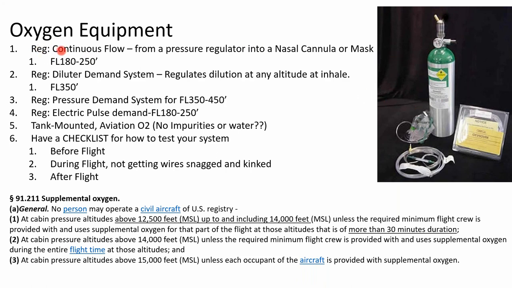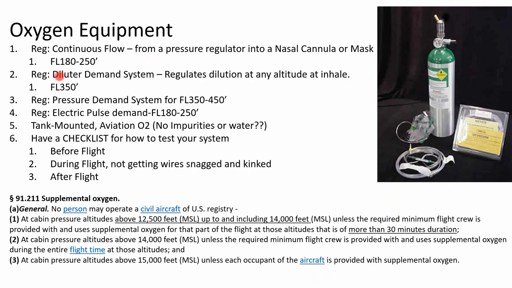All of these have a regulator, and what I'm going to discuss here is the different types of regulators. You've got a continuous flow regulator, right? And that's basically you're just turning it on. It's your cheapest, but it also becomes your most expensive as far as the oxygen, because you just turn it on. You put a nasal cannula or a mask on, and it just lets the oxygen go, and it's good up to about 18,000 feet. Exactly. It's just on.